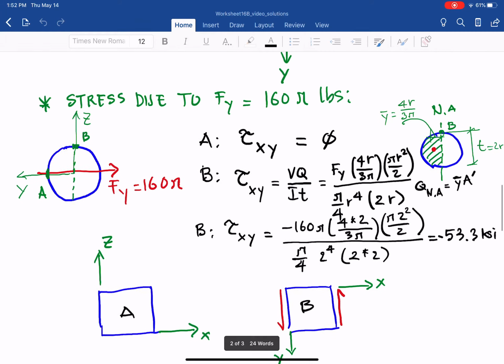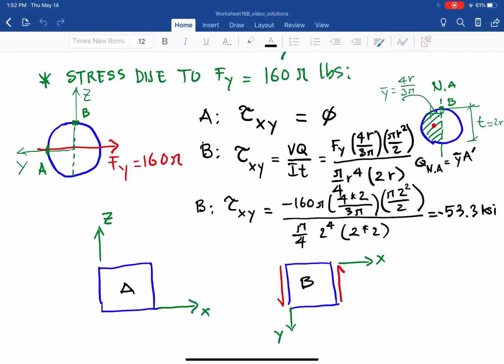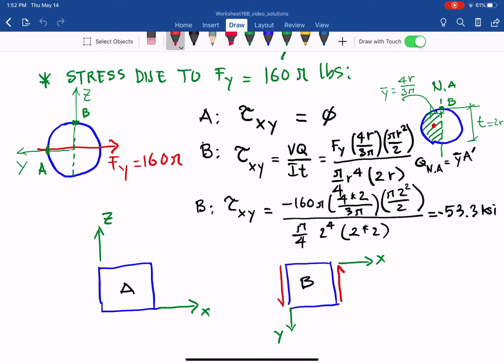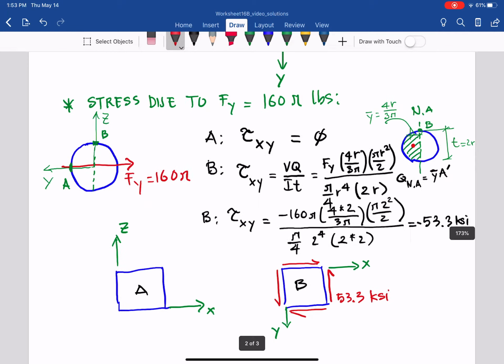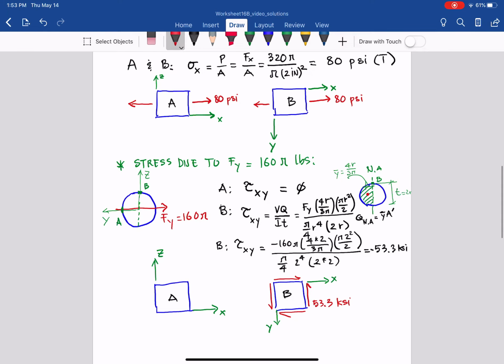Let's complete the state of stress due to Fy, 160 pi, before we move on to the next load. As I said earlier, at A nothing, and then at B we have tau 53.3, negative in the positive x, so it will be 53.3. Of course, on the y plane we just flip direction, so that is the 2D stress block due to Fy.